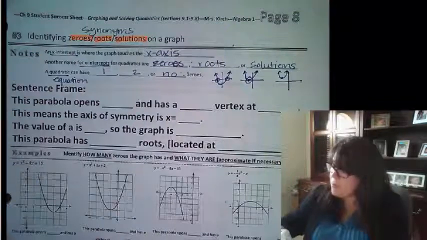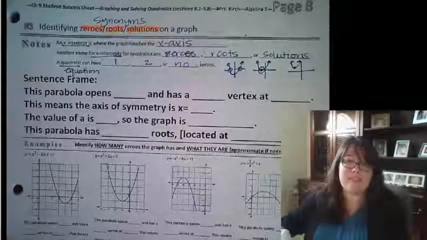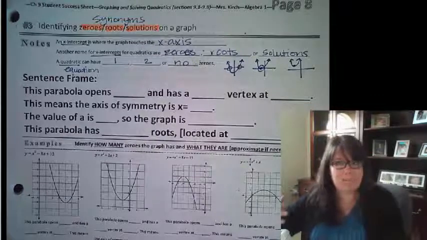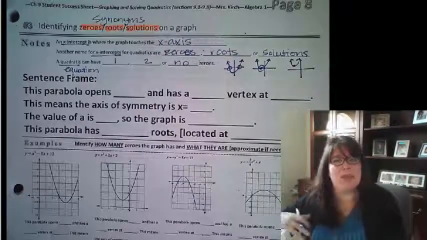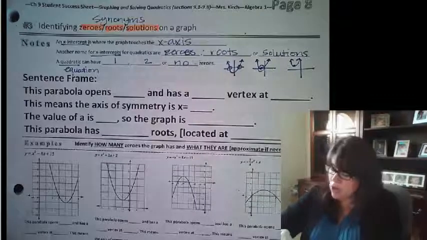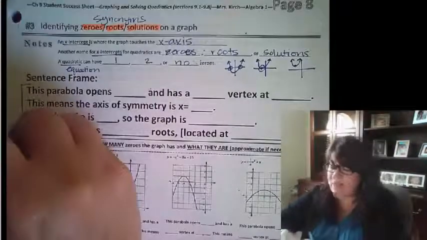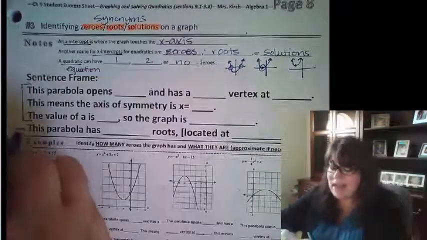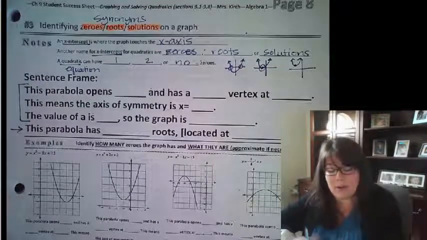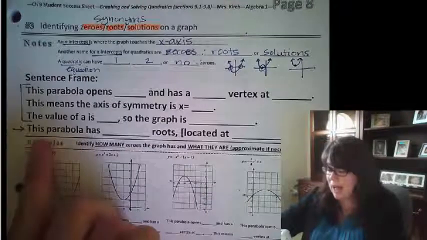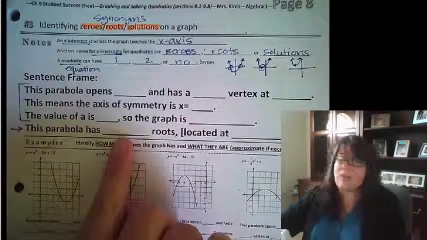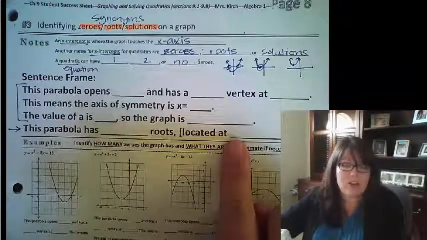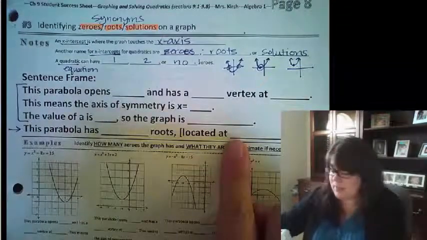All right? We'll be using a sentence frame in this concept to help us talk about these graphs in detail in a way that makes sense and in a way that we can make sure we've covered all the important parts. So the first 3 parts of this sentence frame you've seen before, and we're just going to add on this last little phrase at the bottom where we mention that the parabola has a certain number of roots, and then we'll say they are located at, and we'll give the location of those. So let's take a look at a couple of these sentence frames together.